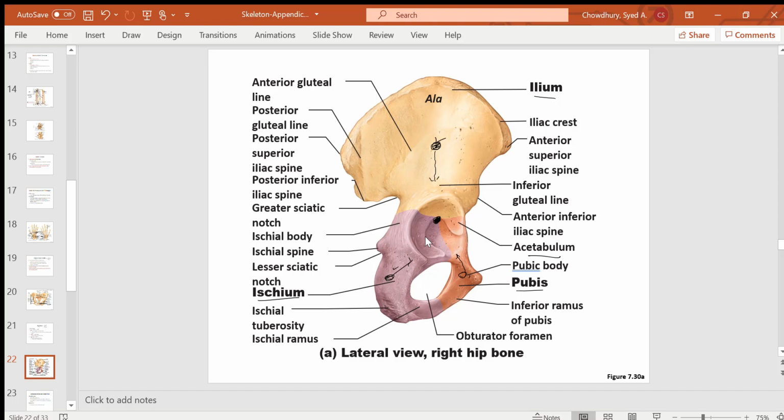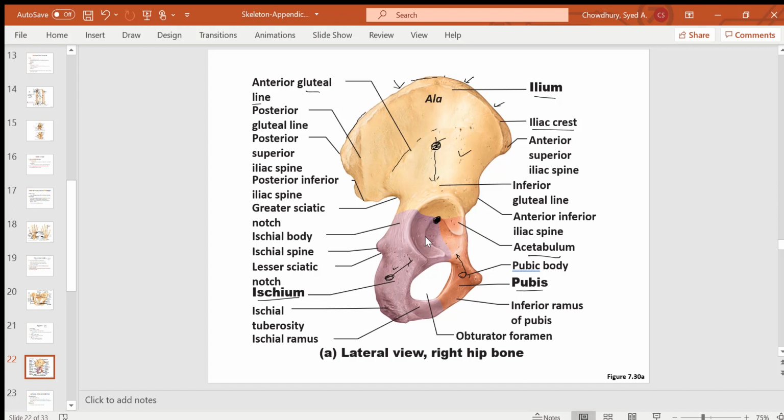Anyway, this is the whole upper part, the ilium, and the upper border of the ilium is called the iliac crest. So this is the iliac crest, the upper border. This is the lateral view. On the lateral side of the ilium you have lines. These are called gluteal lines, and the gluteal muscles get attached to these lines.